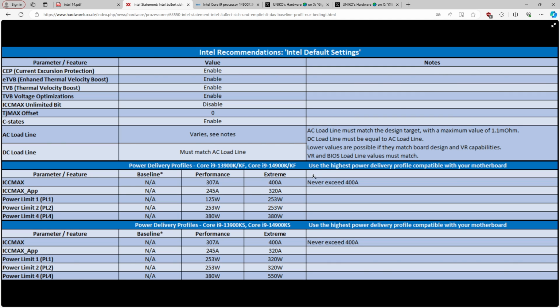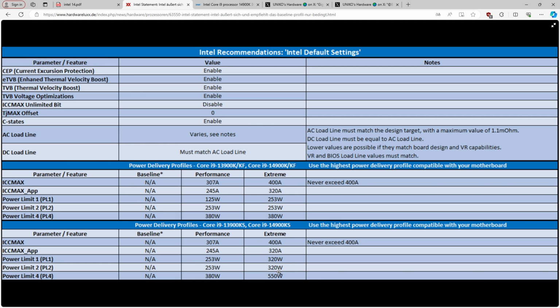Anyway, so that's for the regular K SKUs, and then for the KS SKUs, the extreme profile goes 400, same, 320, 320, 320, 550. What I find confusing about this is this would imply that the KS chips have more reliable silicon, which, I mean, that's not impossible. That the KS chips would have more robust silicon. I just find it kind of hard to believe that Intel would be binning that hard for that.